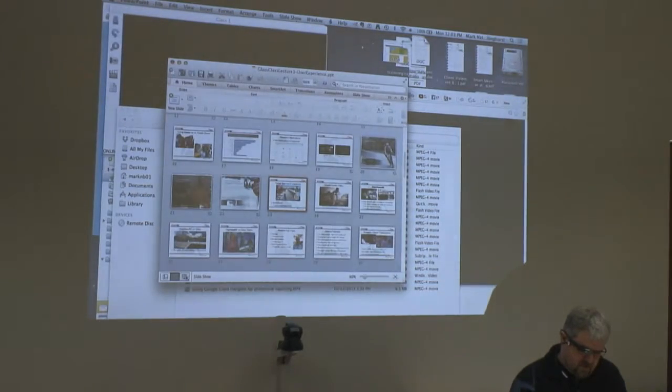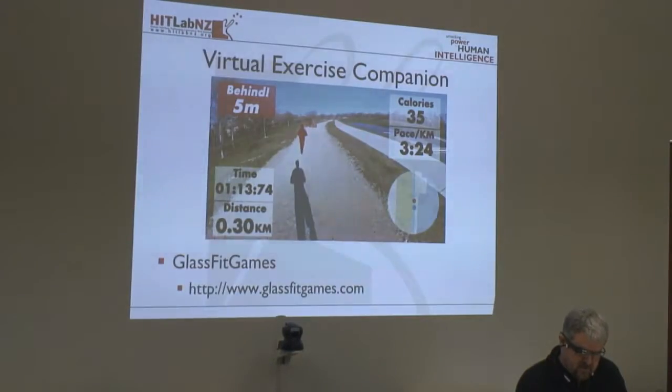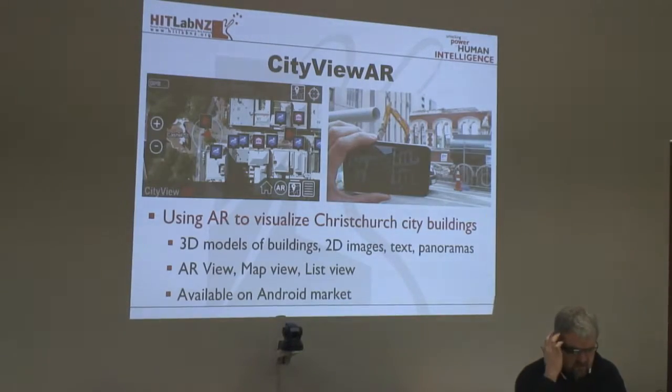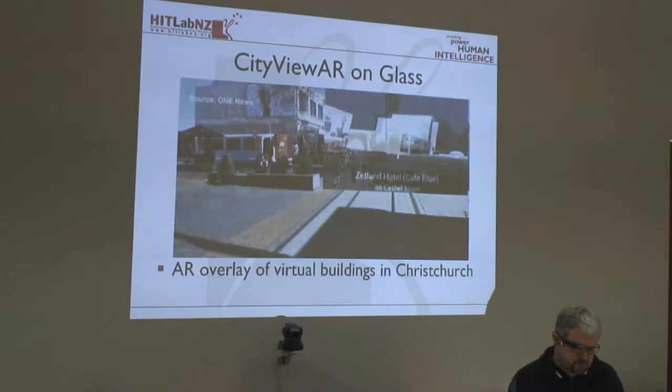So that's another example. One of the applications we've been developing here at the HIT Lab is one called City View AR. This already runs on Android phones in Christchurch. If you go downtown, many buildings have been demolished as a result of the earthquake in Christchurch. So you can take your mobile phone and look around, and you can see buildings put back in place that used to be there. We made a version of this that runs on Glass as well. So you can walk around town and you can see the buildings that aren't there anymore being put in place.